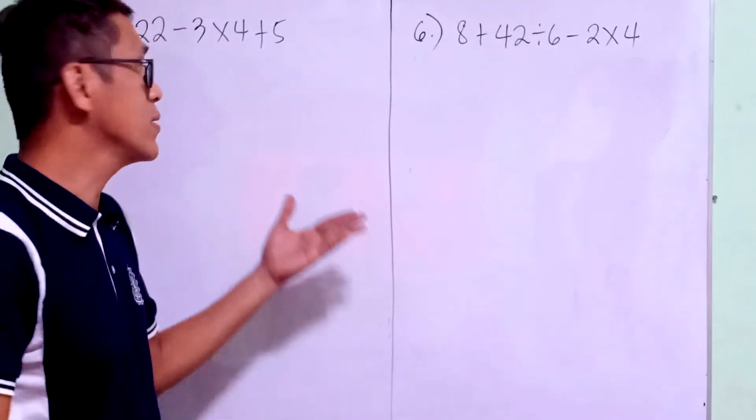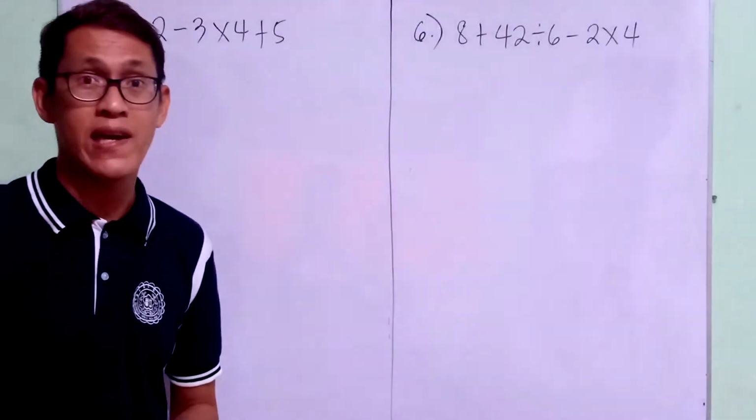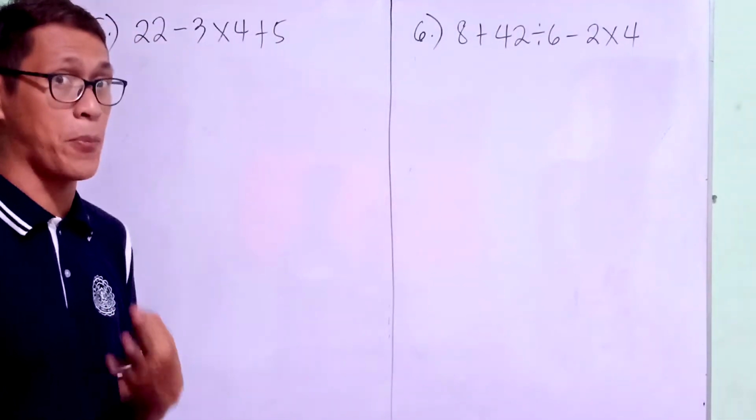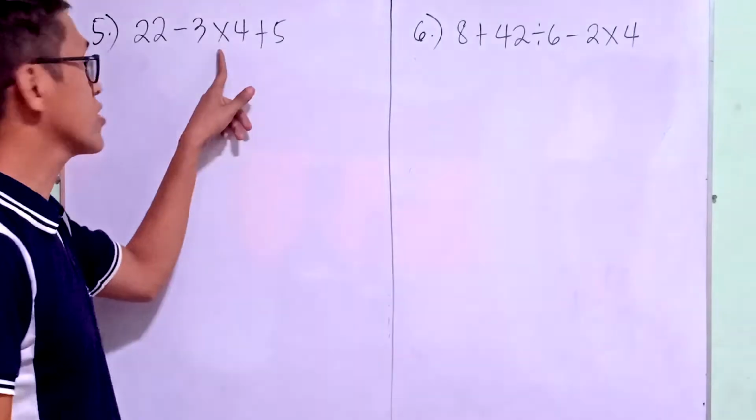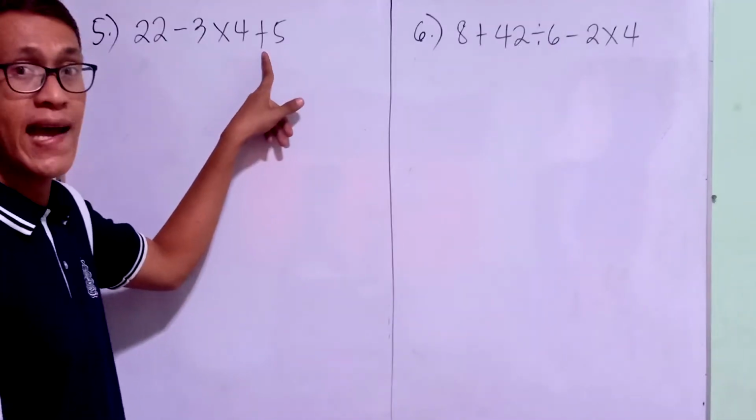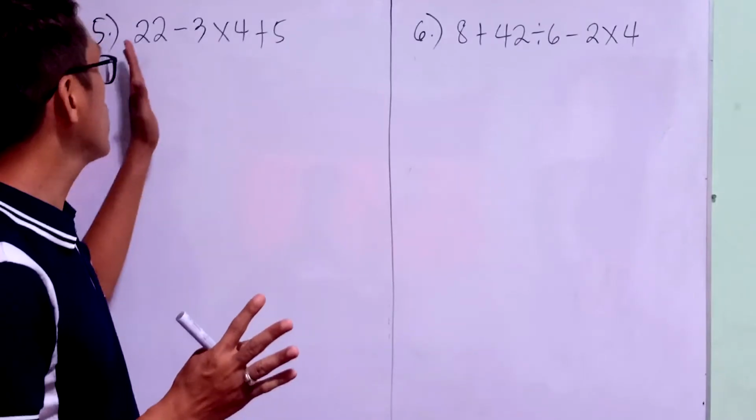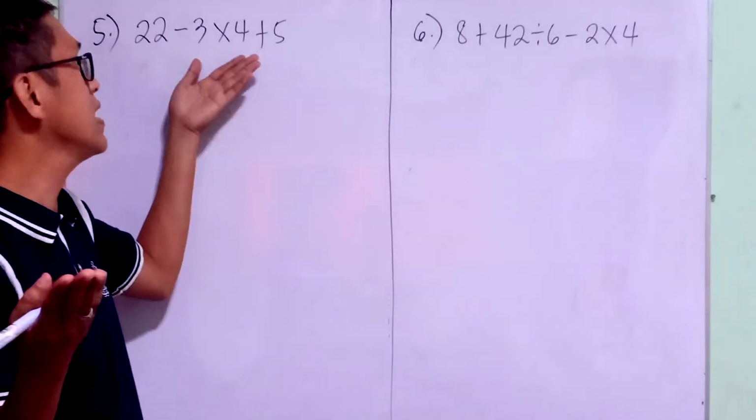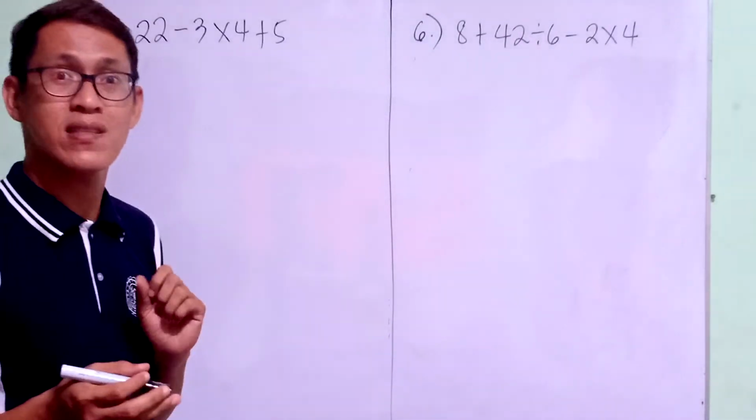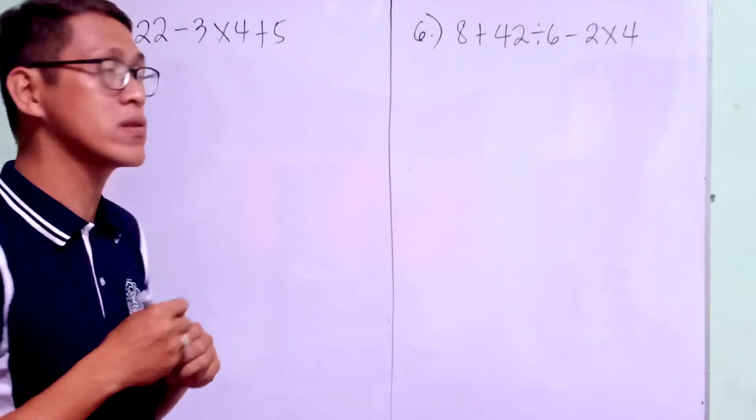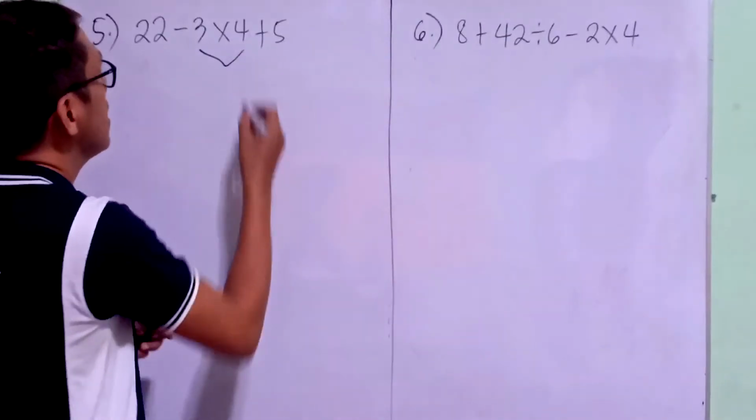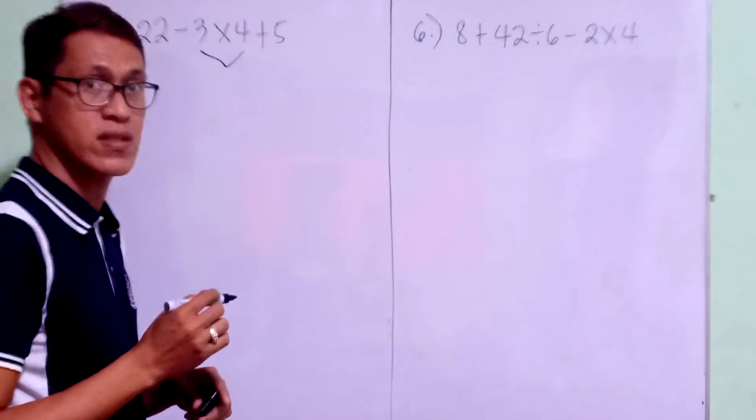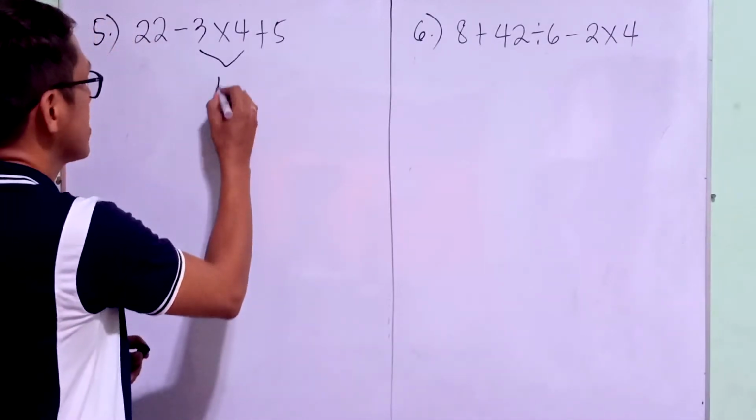Okay, let's go to number 5. If you notice, there are 3 operations involved: subtraction, multiplication, and addition. By the way, there is no division, right? Only multiplication. So it's understood that you have to multiply first. Let's multiply 3 times 4. What's 3 times 4? Yes, that's 12.